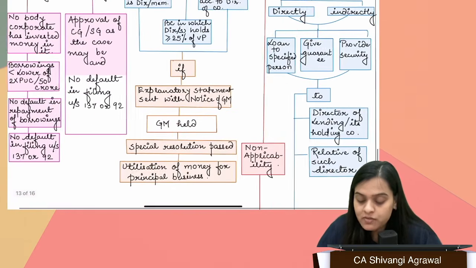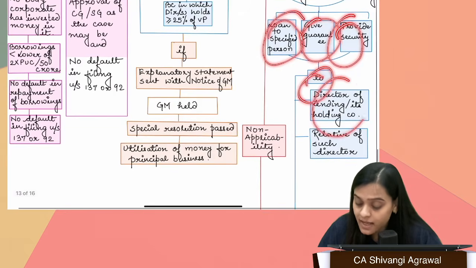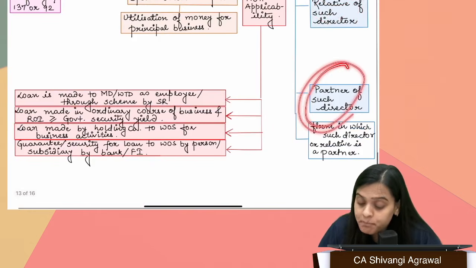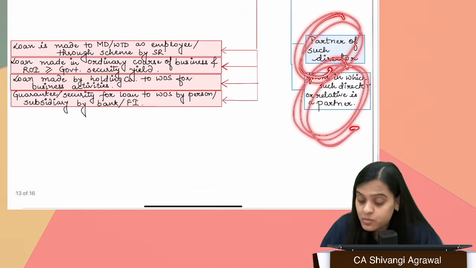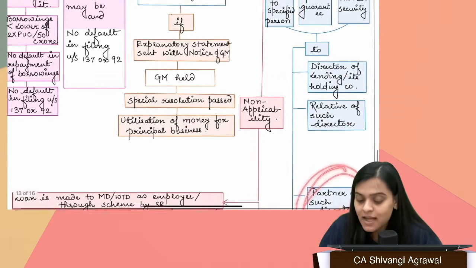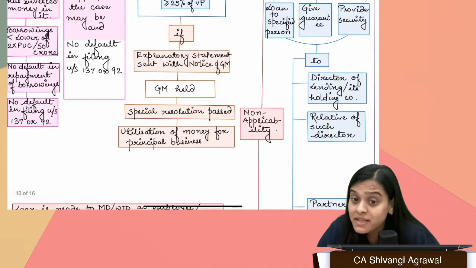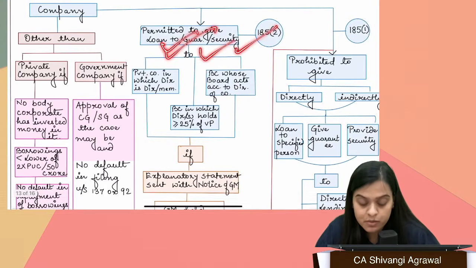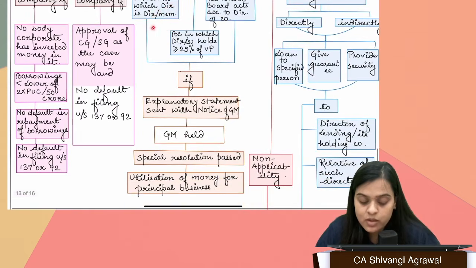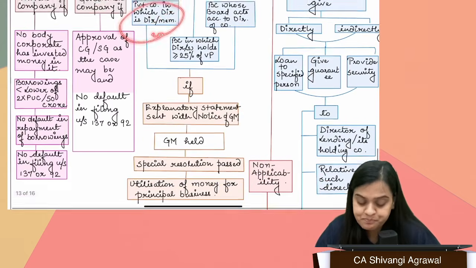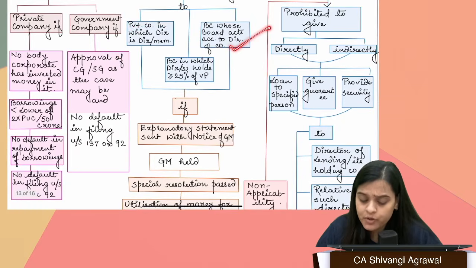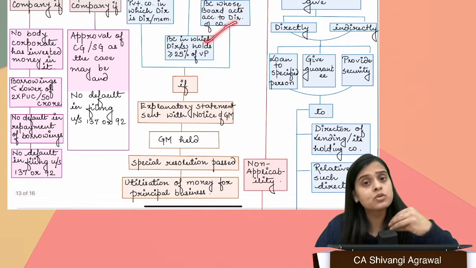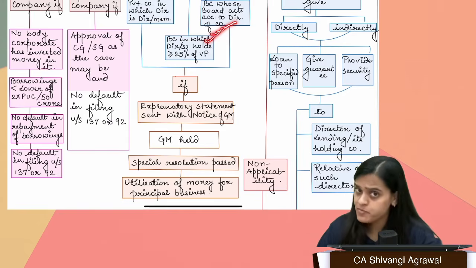So, company, if you are giving loan, guarantee, or security to the director or the director of the holding company, or the relative of such director, or partner of such director, or a firm in which such director or relative is a partner, then that's complete prohibition. But you are permitted to give loan, guarantee, or security to any private company in which your director is a director or member. Okay, any body corporate whose board acts according to the directions of the director of the company, any body corporate in which the director holds more than or equal to 25% of voting power.